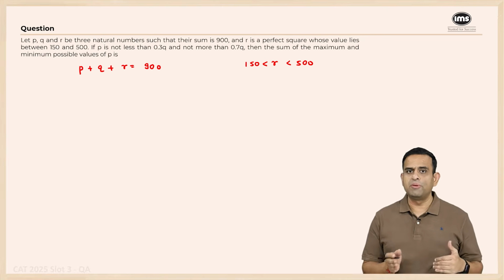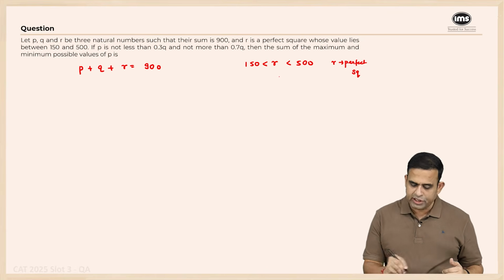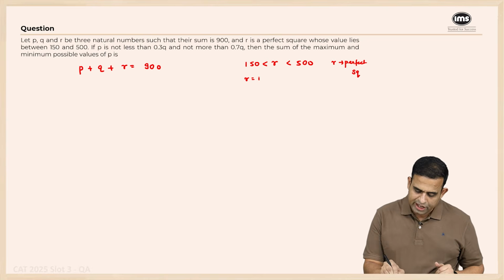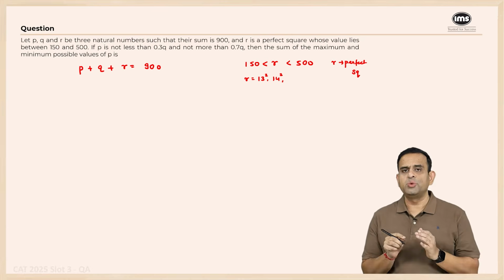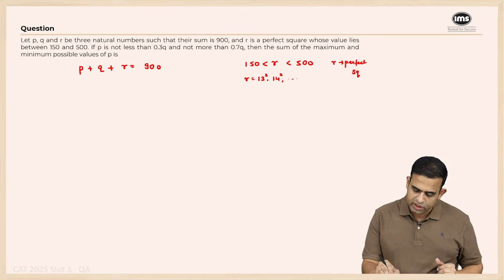The smallest possible value of R, so R is a perfect square, which you can say over here will be 169, 13 square. So the possible values of R can be 13 square, 14 square. The largest perfect square less than 500 happens to be 484, which is 22 square. So all the way up to 22 square.